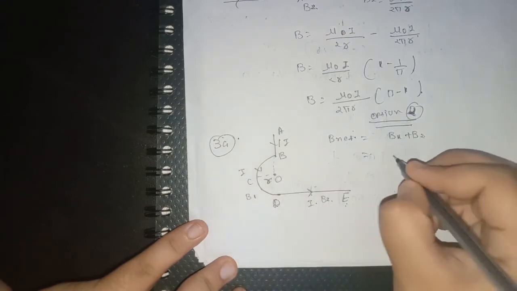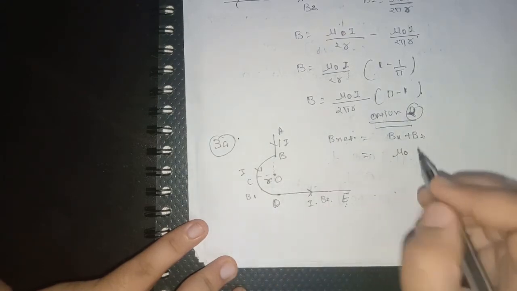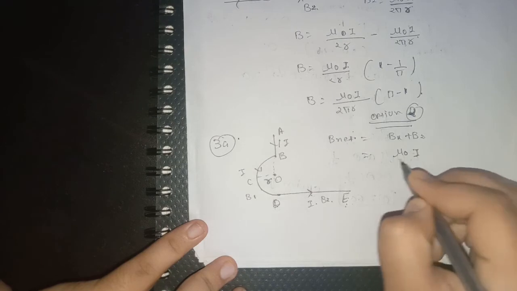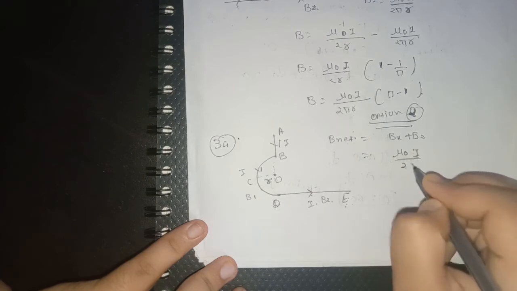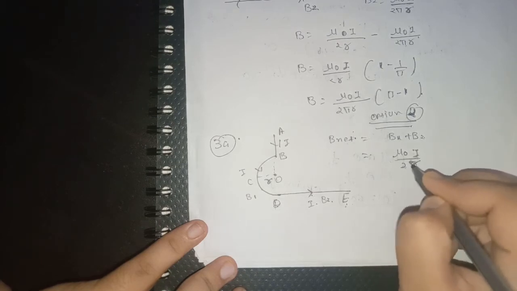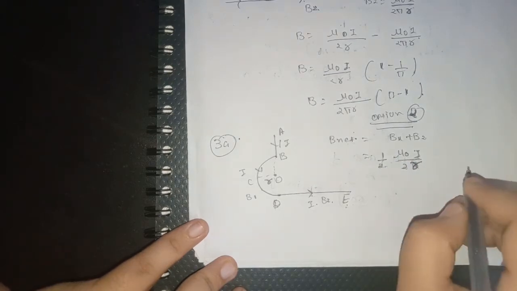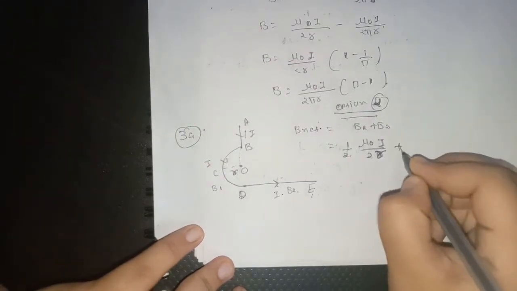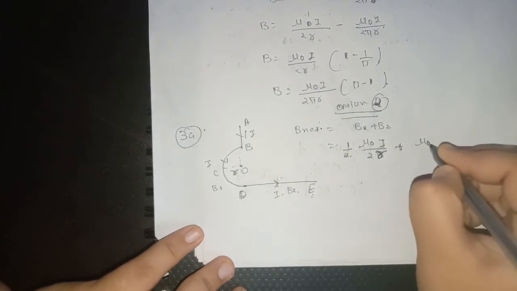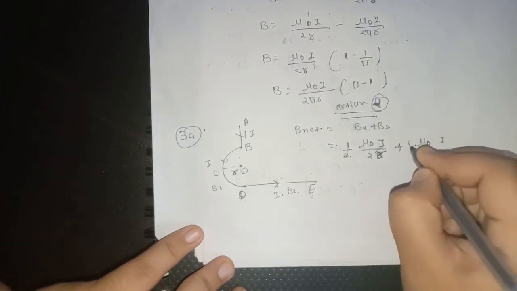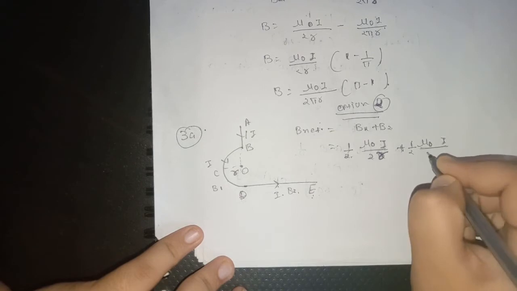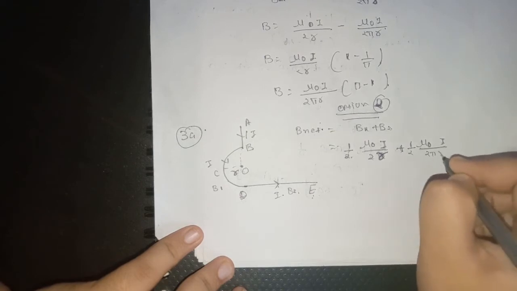B1 is due to a whole circle, where magnetic field at center is given by mu naught I upon 2R. So due to half circle, it will be half of mu naught I upon 2R, plus the magnetic field due to the semi-infinite wire, which is half of mu naught I upon 2 pi R.